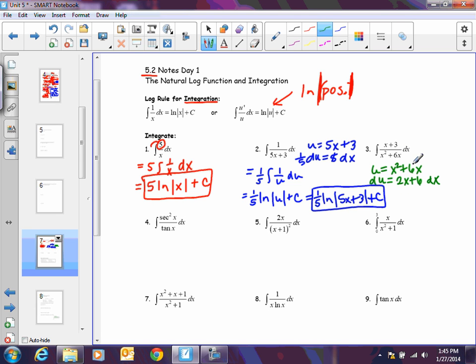But I don't see a 2x plus 6. And I can get there with one tiny little step. Multiply the numerator by 2. I could multiply the numerator by 2, but something that would be a lot easier is just to divide this by 2. So in other words, divide both sides by 2, and you get 1/2 du equals x plus 3 dx. And now you have this x plus 3 dx to substitute in 1/2 u.